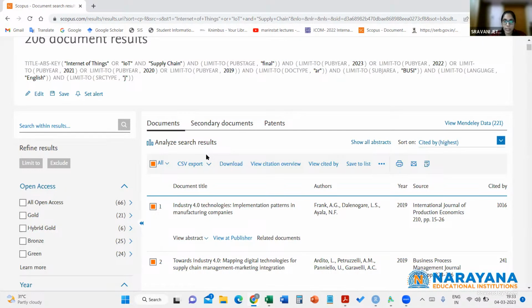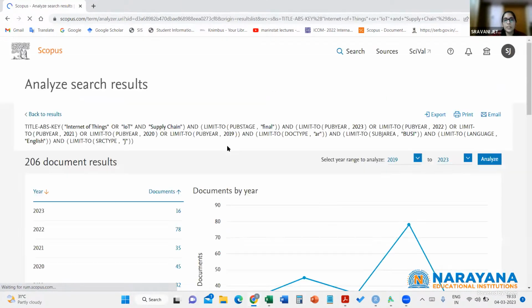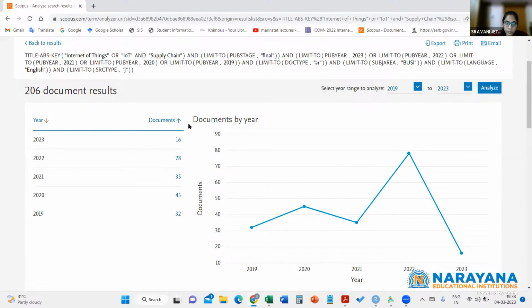In Scopus itself, you will get the bibliometric metrics. You can click on Analyze Search Results, and here you can see how documents and articles have been published in the last 5 years. In 2019, there are 32 papers; the maximum is in 2022; and in 2 months itself, there are 16 articles in 2023. You can take a screenshot or export this from Scopus, and use this diagram in your paper.